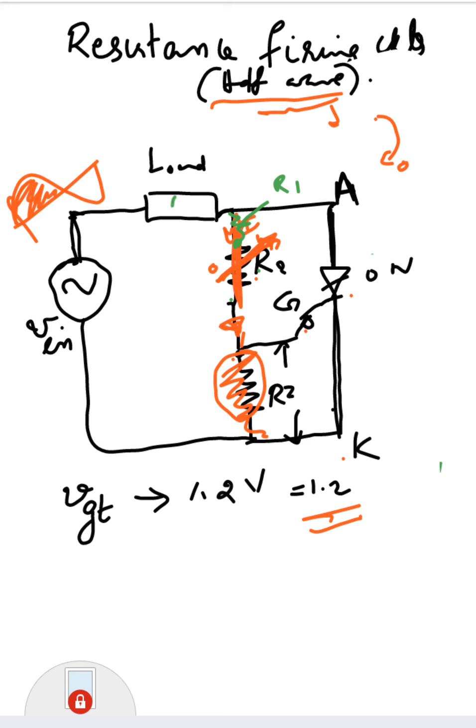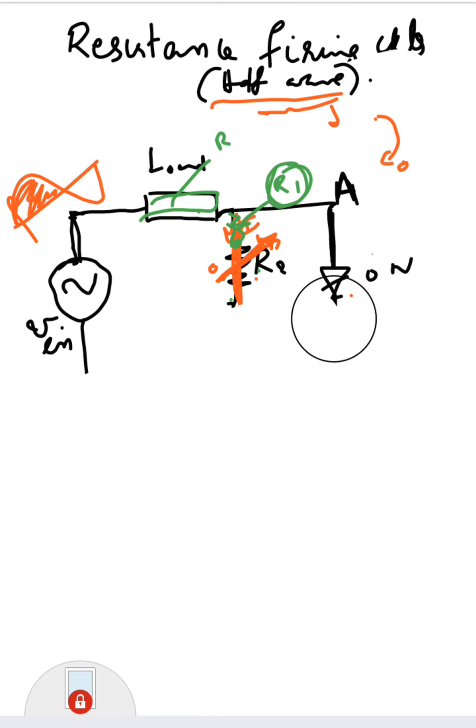Actually, when the load is a resistor, you don't have to connect this R1, because the load resistance will protect the entire circuit. So it depends on the load. If there is no load or the load resistance value is very small, you can safely put a resistance R1 here to protect the SCR. Okay, so finally this is the R firing circuit diagram.